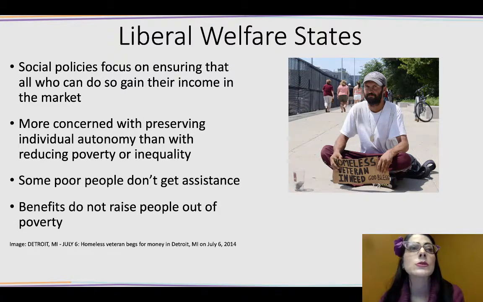And it's not just veterans who fall through the cracks. It's lots of people who are too rich to get assistance, but too poor to really be able to make ends meet, and can't necessarily feed their families or sometimes afford to pay rent, end up living in their cars and things like this. So this is one of the main critiques of the liberal welfare state, and that benefits don't really raise people out of poverty.